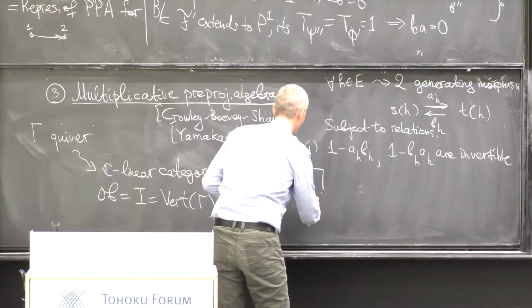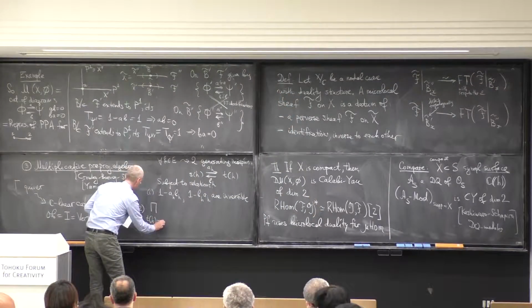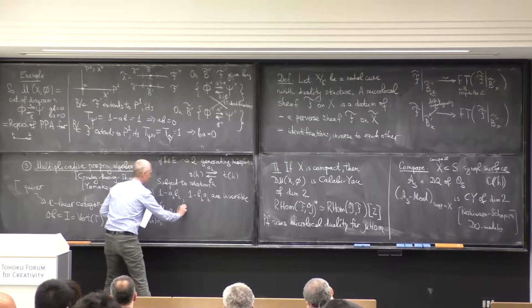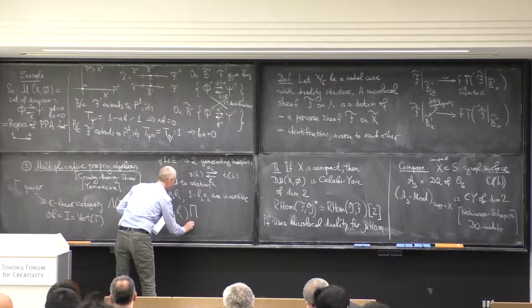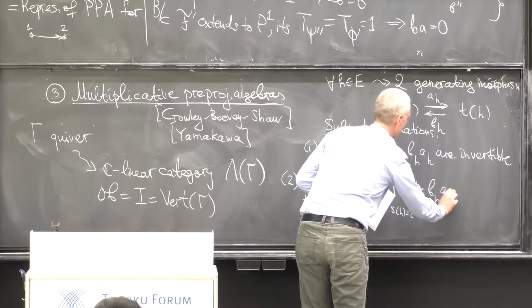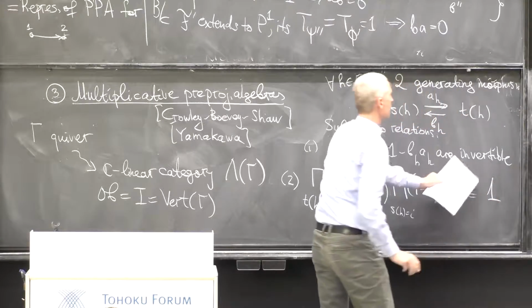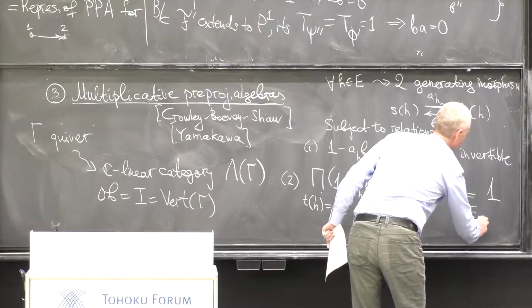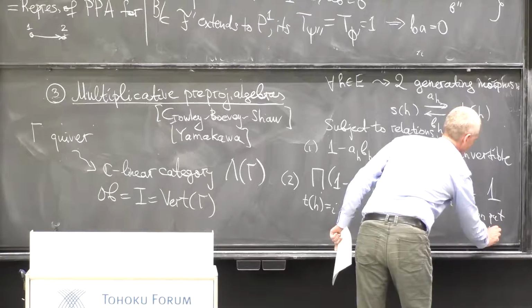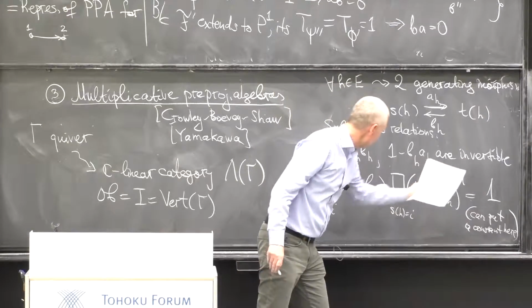I write the product over arrows which terminate at I. Here I write 1 minus AH, times the product over edges that begin at I, 1 minus BH AH. And this is supposed to be equal, and then again there is a version when there is a constant. So we can put a constant on this, a family of algebras depends on the choices of those constants.